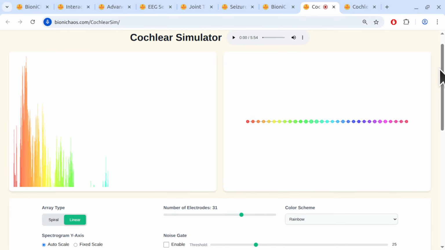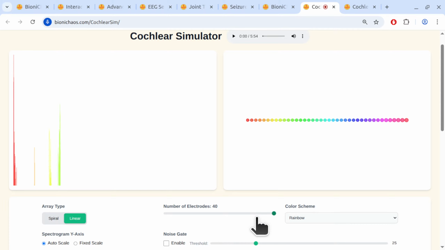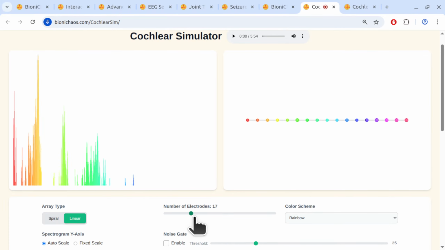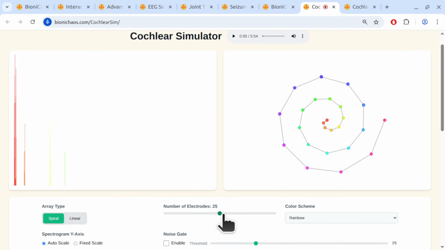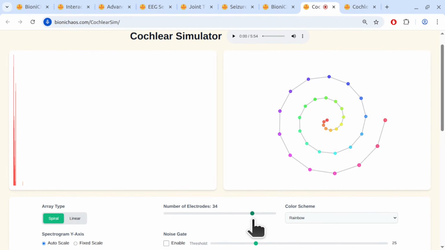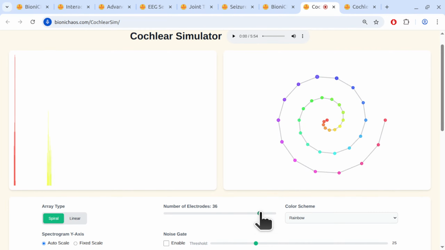Certainly. Besides the array type, you can also adjust the number of electrodes using a slider, which changes the resolution of the simulation. The color scheme lets you change the visual representation of the frequencies. Additionally, there's a noise gate control that you can enable and adjust the threshold for, which helps filter out background noise and focus on the relevant sounds.